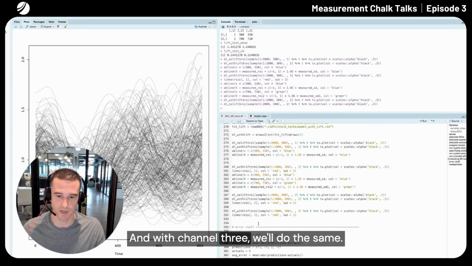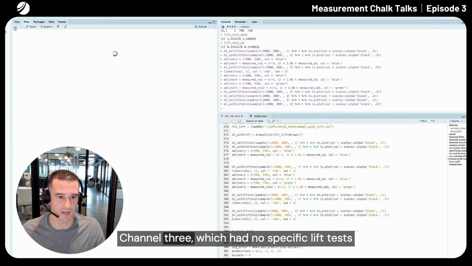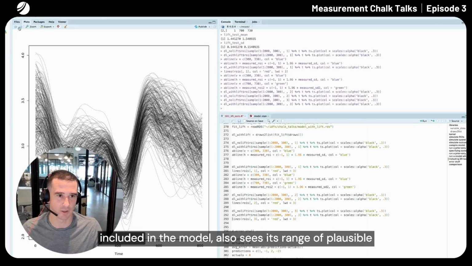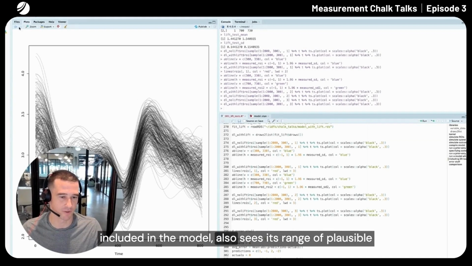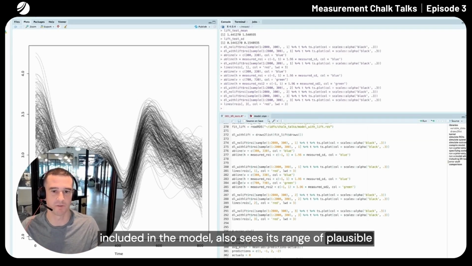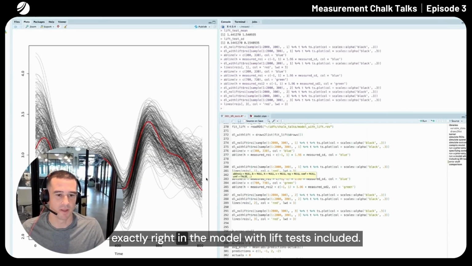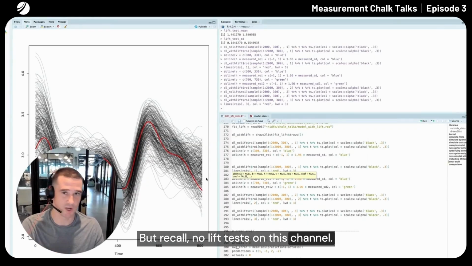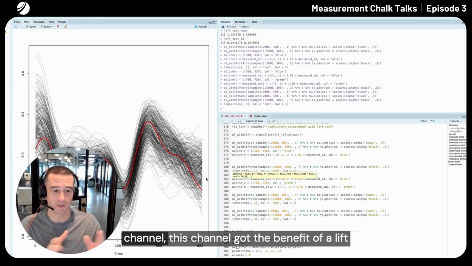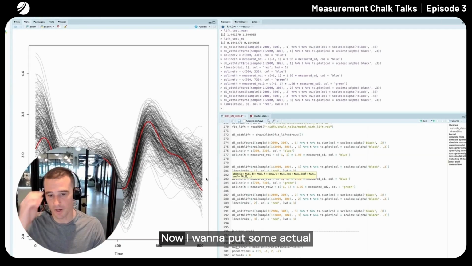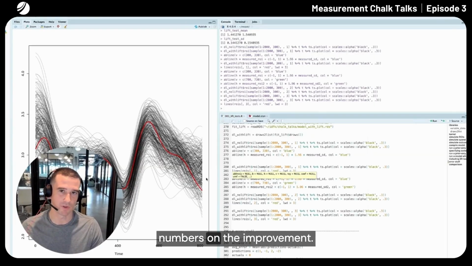And with channel 3, we'll do the same. Channel 3, which had no specific lift tests included in the model, also sees its range of plausible values collapse dramatically and gets it almost exactly right in the model with lift tests included, but recall, no lift tests on this channel. Even though there are no lift tests on this channel, it got the benefit of lift tests on another channel to get more precision. Now I want to put some actual numbers on the improvement.